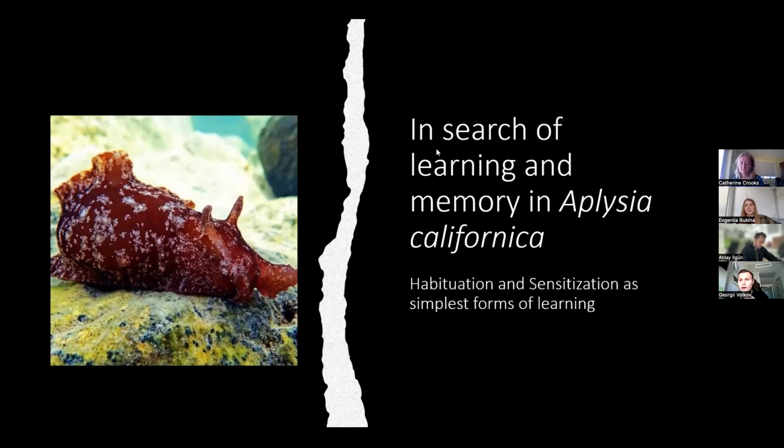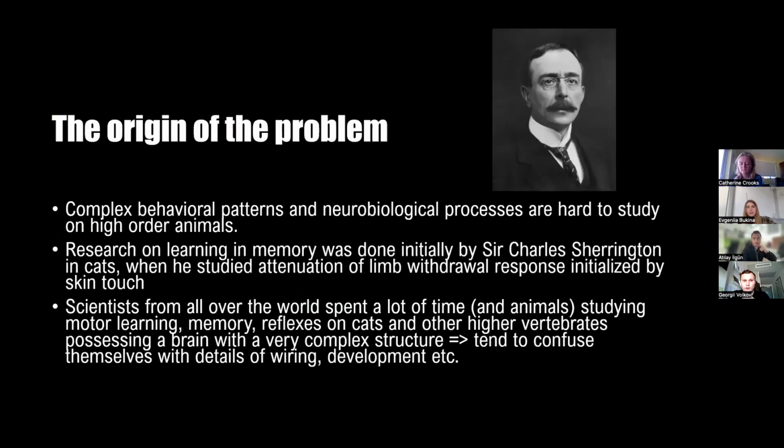Okay, so I will start with the basics of the learning process with such mechanisms as habituation and sensitization. And let's begin. What's the origin of the whole problem or study of these processes and the whole field of memory and learning neuroscience? Initially, these studies were conducted by Sir Charles Sherrington. I think he was one of the first neuroscientists who performed experiments, usually on cats.